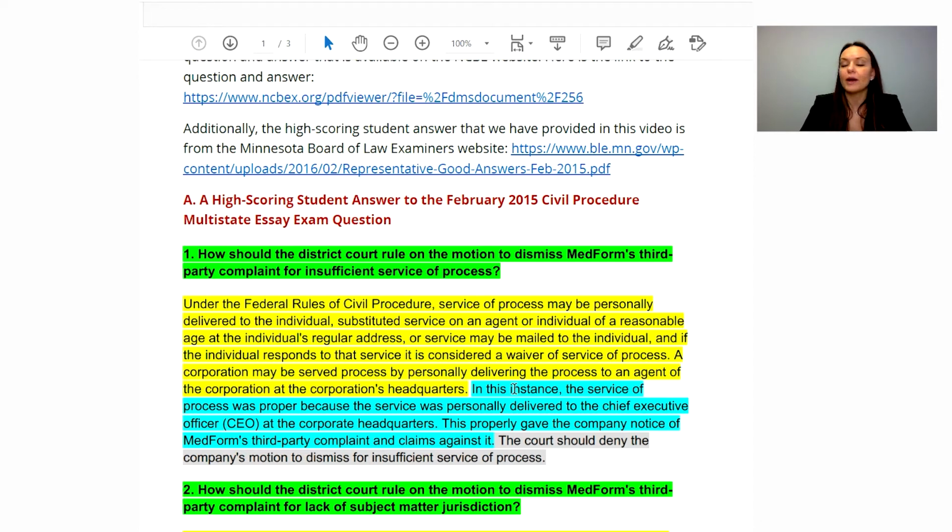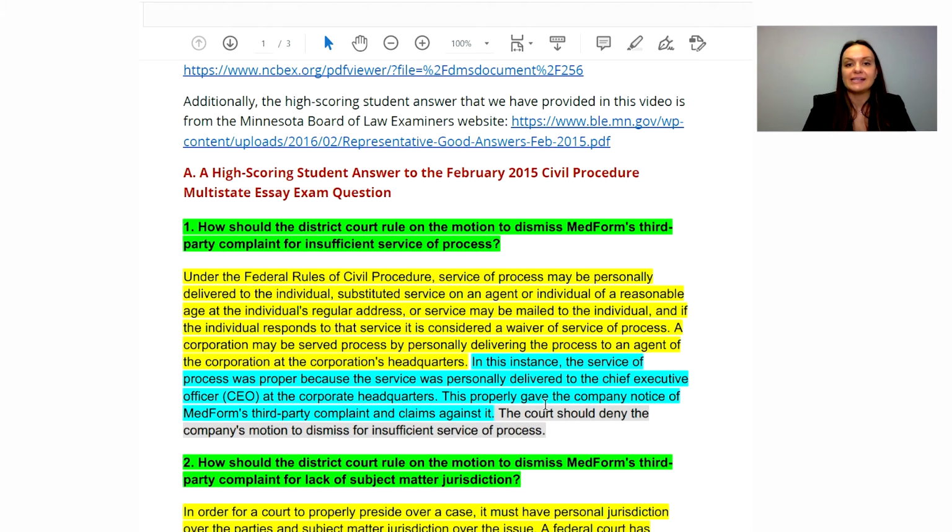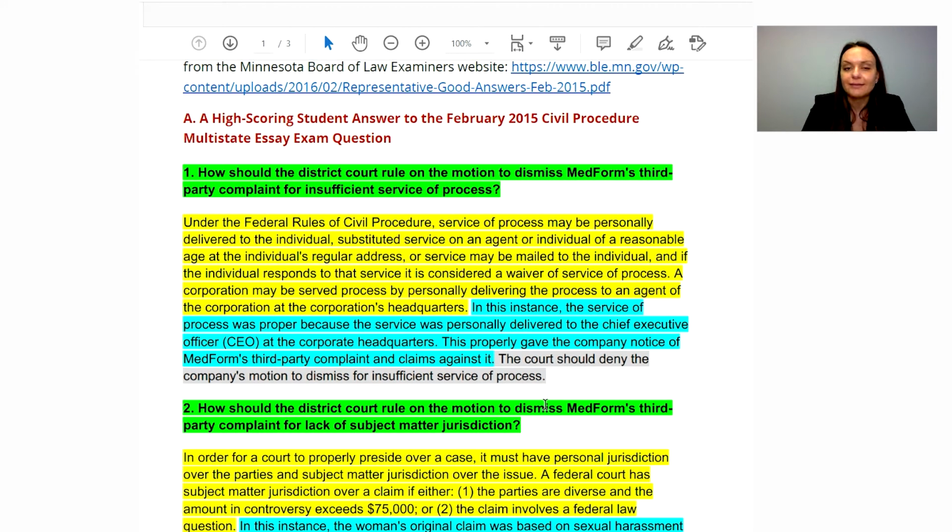So here, right off the bat, this examinee did a stellar job of structuring its answer around the call of the question. So let's look at this first issue. Your job as the examinee is essentially to evaluate whether or not service of process was done properly under the rules. Because the question tells us in the fact pattern that the party filed a motion to dismiss claiming the service of process was not proper. So you need to assess under the facts if it was or wasn't.